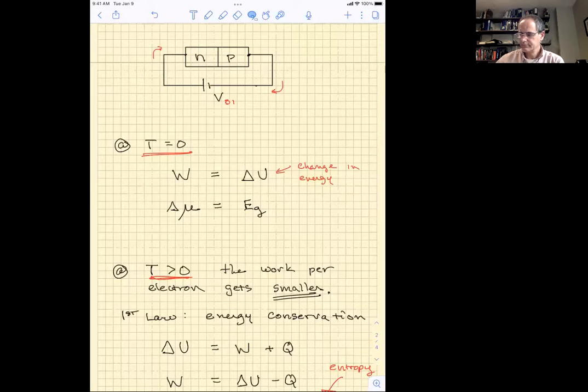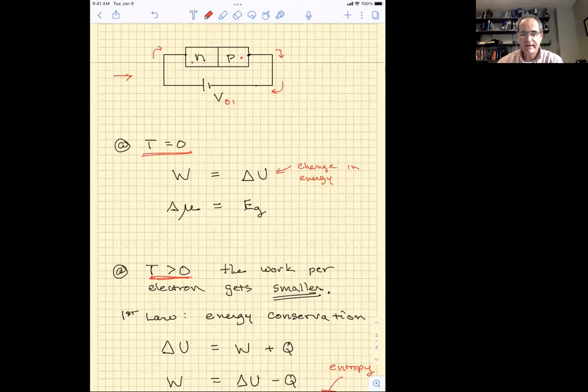All right. Well, here, let's continue our discussion about the built-in voltage and how it depends on temperature in a diode. I'm going to go back to the notepad one second. Okay, so we were considering the work per electron required, the minimum work required to bring an electron around the circuit, to take an electron from the P side of the junction and deposit it into the N side of the diode.